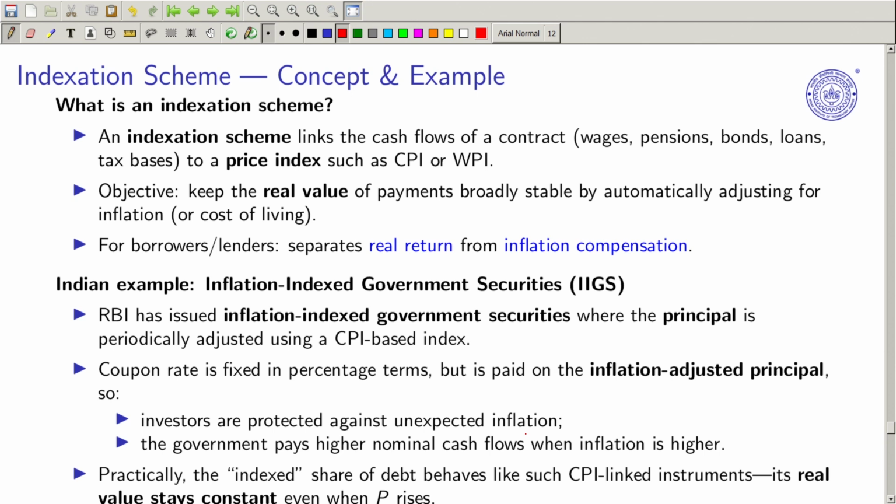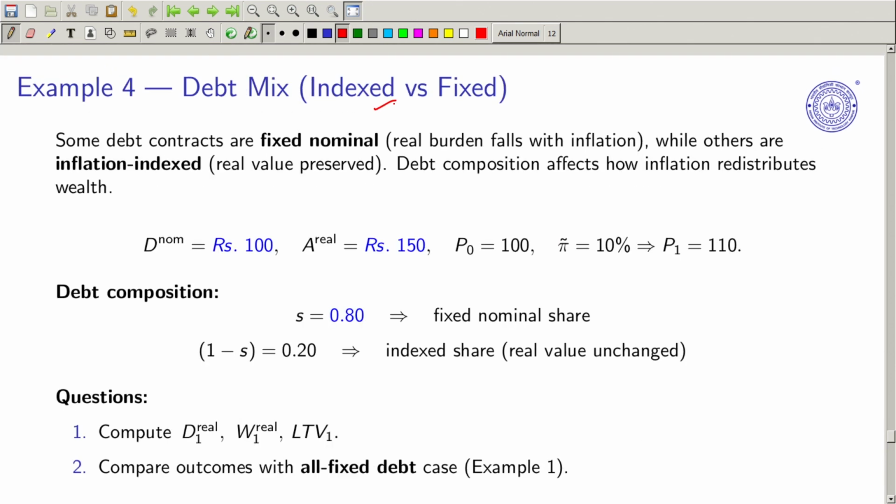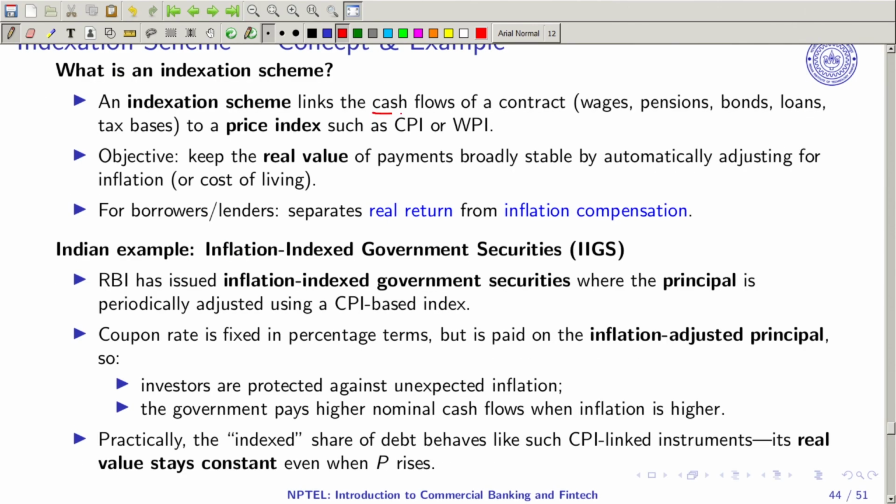So in the modern world we have also something called indexed versus fixed. What is indexed? It is how much the inflation-indexed kind of asset is preserved. So what is the indexation? Indexation is how it is linked with the cash flow.